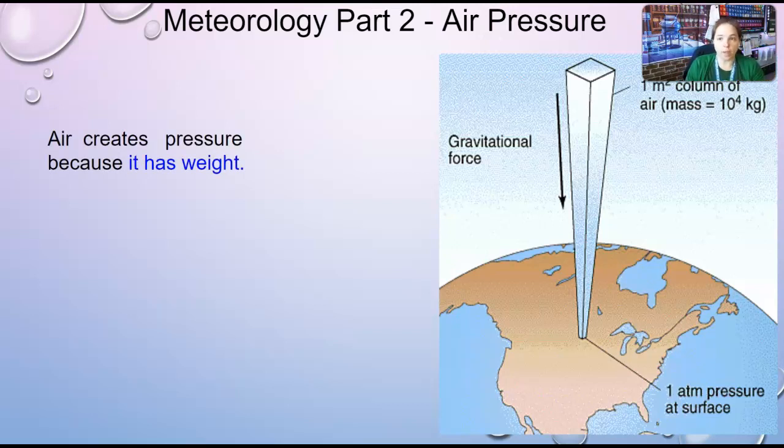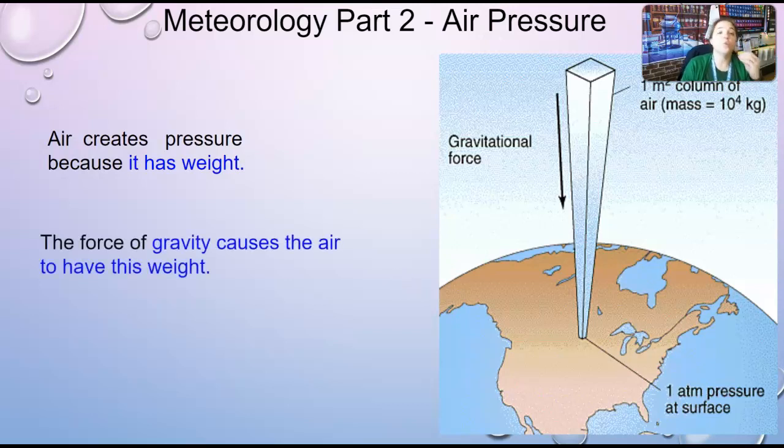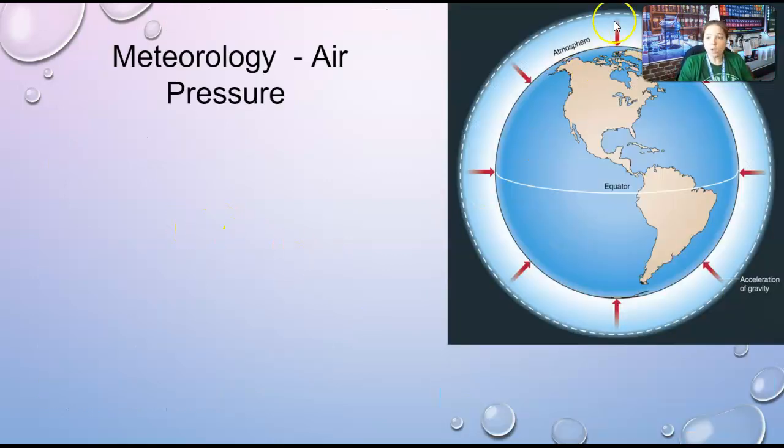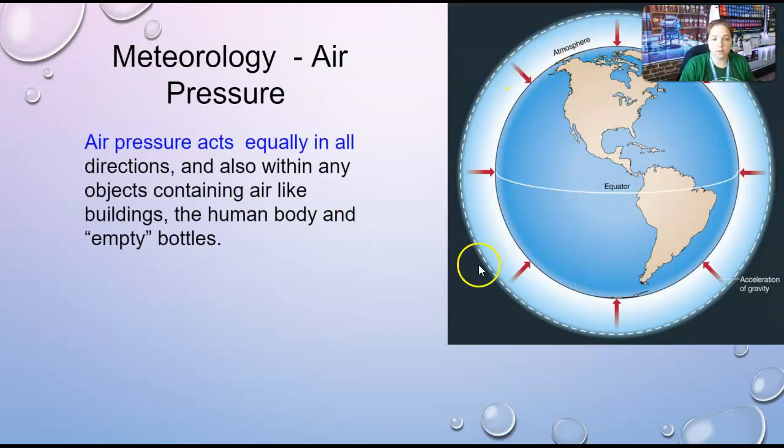And because it has weight, it causes or creates pressure. The force of gravity that pulls on us causes that air to have weight. And we can take this air as like being at the bottom of a pool, where the pool is the actual air in the atmosphere. So if you look at this, the atmosphere gets pulled in because of that gravity, and it acts equally in all directions.